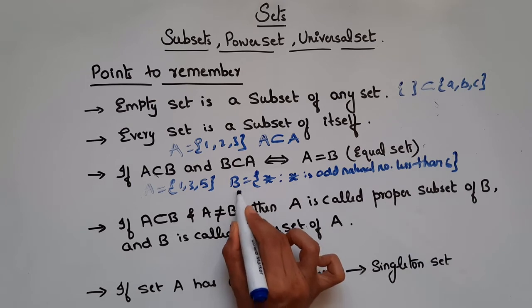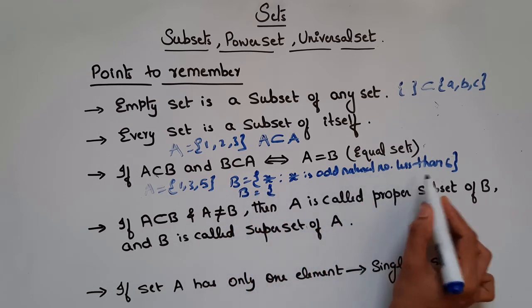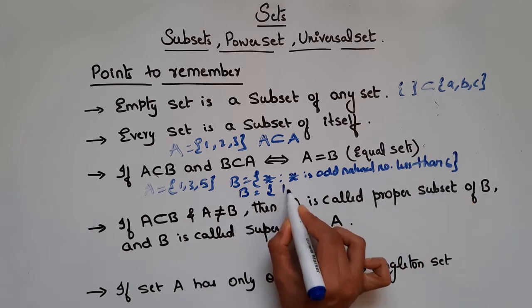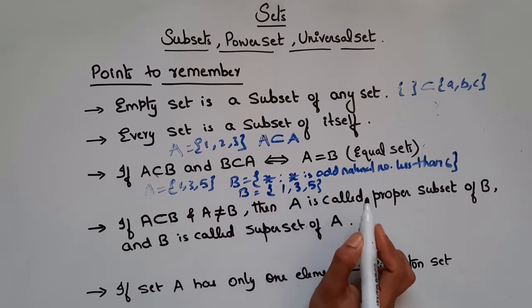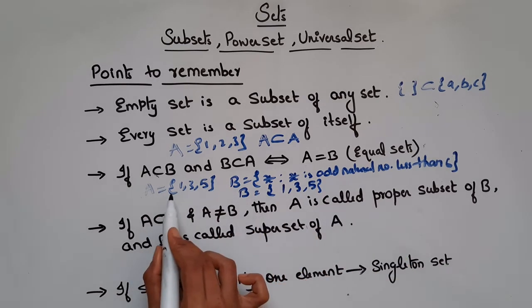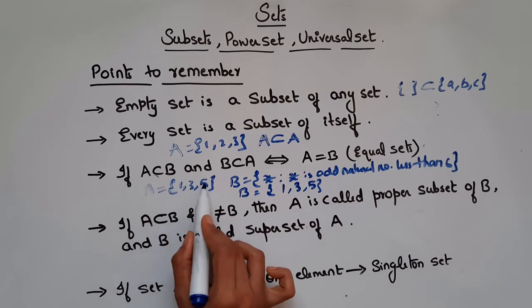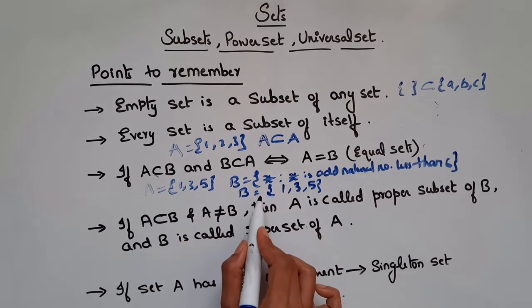Which means set B is, in tabular form, we can write x is an odd natural number less than 6. So 1 is there, 3 and 5, right? So here if you see, A is a subset of B. That means elements 1, 3, 5 are present in B, 1, 3, 5. Therefore we can say A is a subset of B.